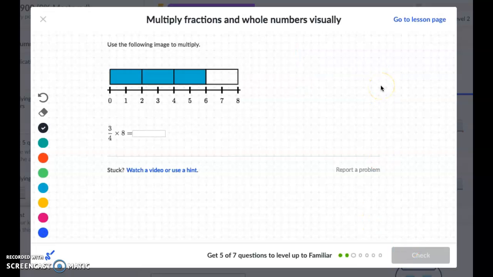Use the following image to multiply. So 3/4 times 8. When you look at our number line down below, that's times 8. So if we look, our 3/4 lines up right with our 6. So 6 is our answer.